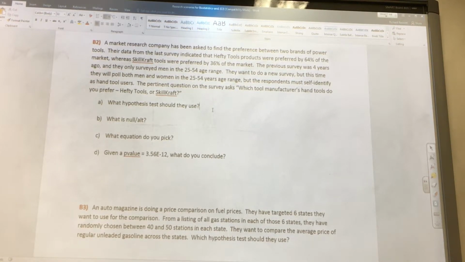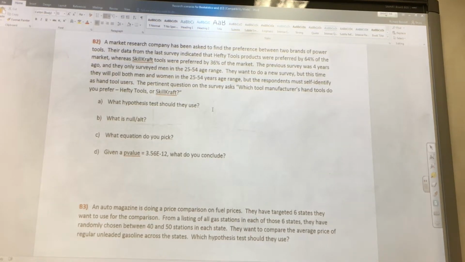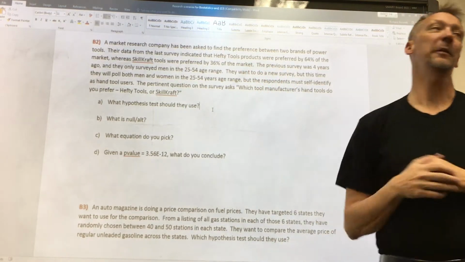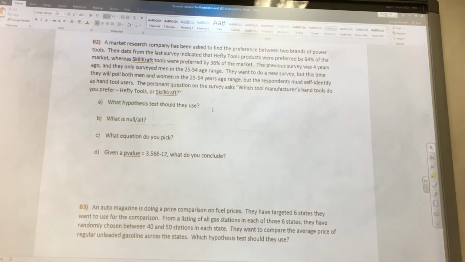Because you have 2 things, men and women, and they're testing their preference. So you're testing the men versus the women? Yeah, and their preference. Testing Hefty tools and Skillcraft, not vendors. You're testing Hefty versus Skillcraft? She said men versus women, to see if their preference between Hefty or Skillcraft is independent of their gender. So you're saying you're testing whether the choice is independent of gender, okay? Any other options? Chi-squared test for independence, essentially.